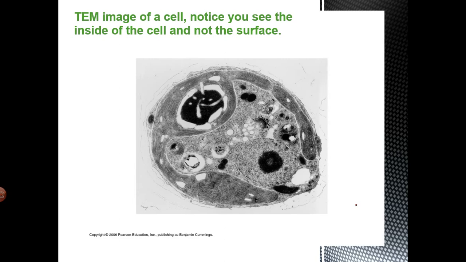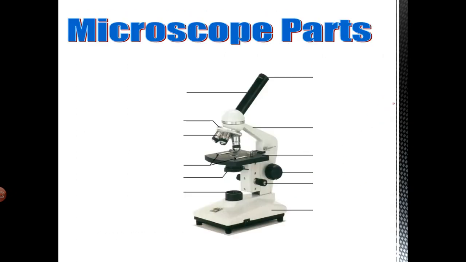Here's an image from a transmission electron microscope of a cell. Notice that you see the inside of the cell and not the surface. The surface of the cell would be out around here. But all of these things, that's probably the nucleus. Here we've got some other parts to the cell. You've got a variety of things. Each of these is a part inside that particular cell.